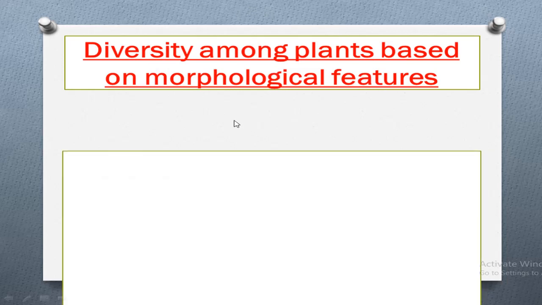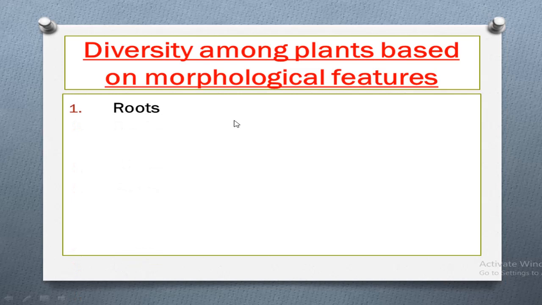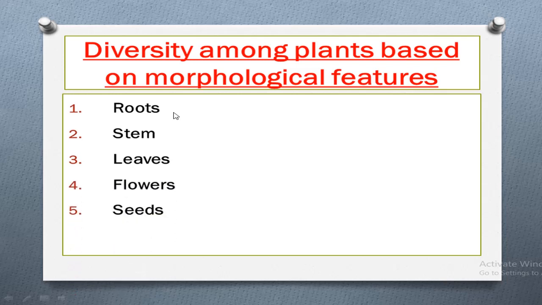According to the morphological features, one plant differs from another by roots, stems, leaves, flowers, seeds, and fruits. These are the morphological features of plants that differentiate one plant from another.